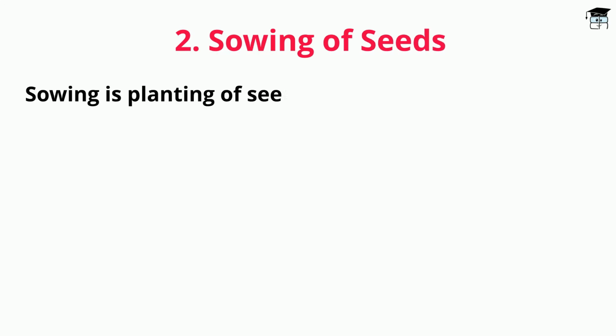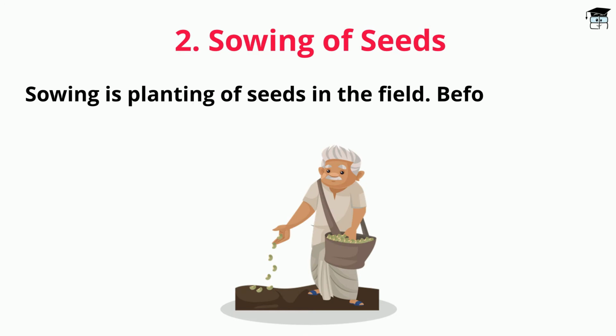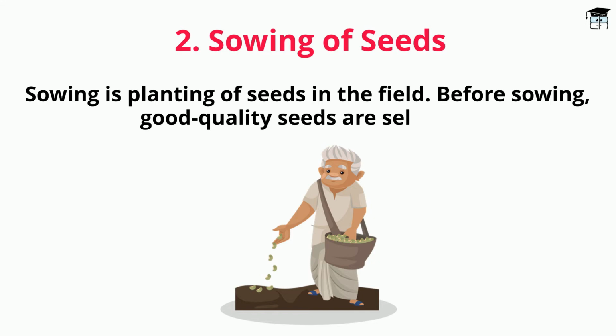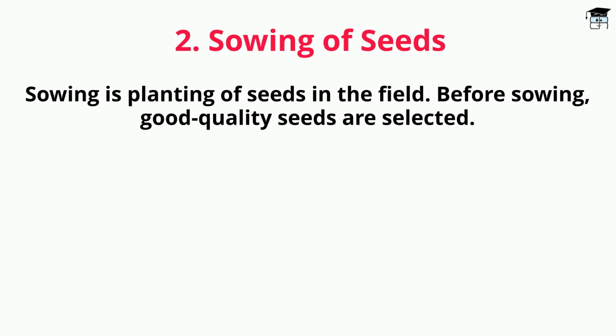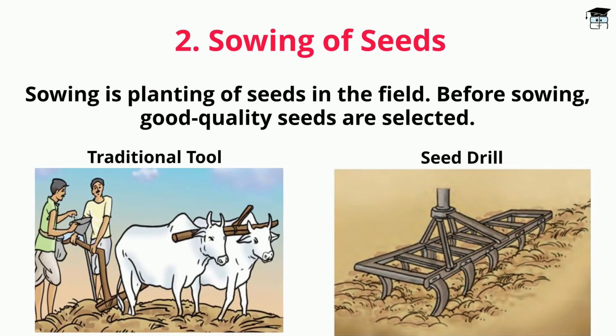The second agricultural practice is sowing of seeds. Sowing is planting of seeds in the field. Before sowing, good quality seeds are selected. Now, it is not possible for a single person to sow seeds in a large field, so certain tools are used for sowing. The tools used for sowing the seeds are the traditional tool and the seed drill.